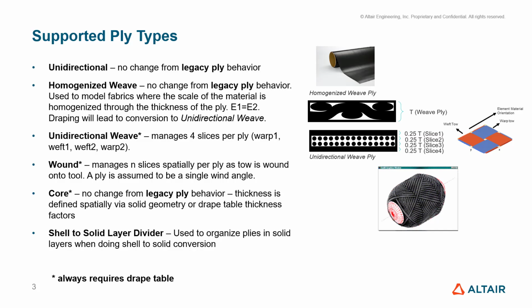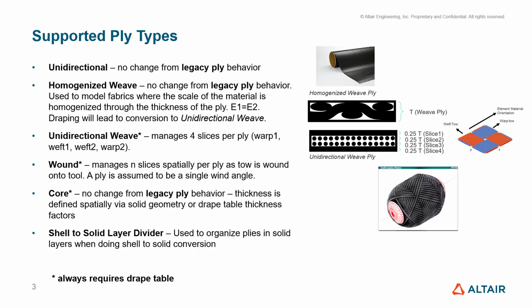So the first one here on the list is unidirectional. There's no change from legacy ply behavior, which means you essentially put all the nominal data in. You don't need necessarily any drape data, but of course you can drape those plies as well. Next one is the homogenized weave. And again, no change from the legacy ply behavior.